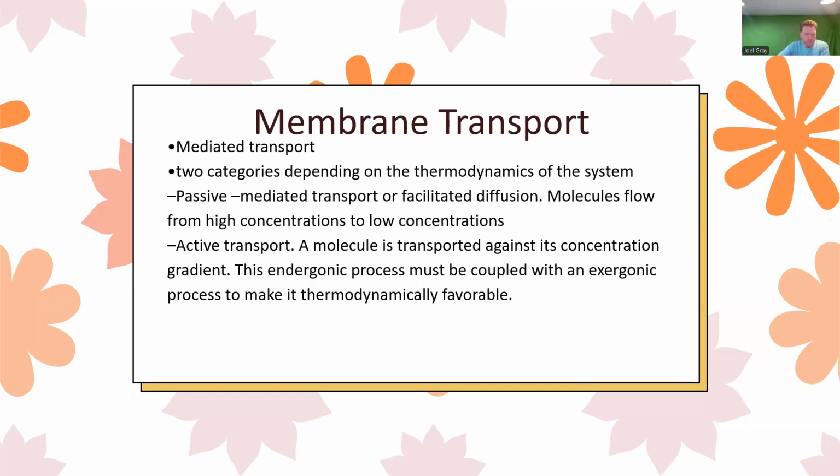Now, there's mediated transport. Well, we've got two major categories depending on the thermodynamics of it. Our passive mediated transport or facilitated diffusion: these molecules are going to flow from high concentrations to low concentrations. There's active transport. A molecule is transported against its concentration gradient. Okay, so an unfavorable movement. This endergonic process must be coupled. So you've got to combine it with something that's exergonic in order to make this movement thermodynamically favorable.